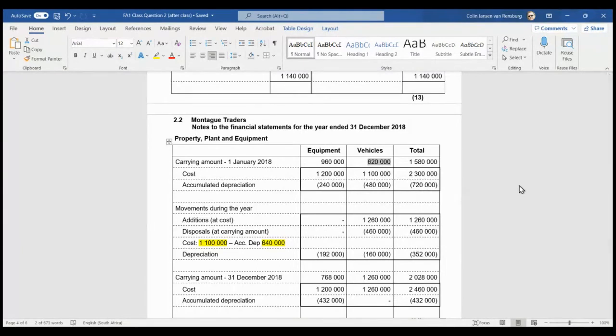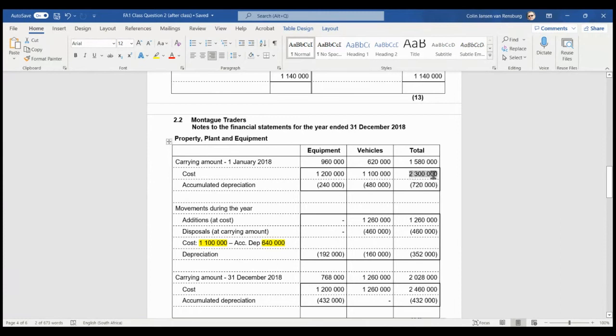The total column, ladies and gentlemen, is simply by adding up across, right? So your 1.2 million plus your 1.1 million, if you add them up across, that will give you 2,300,000, right? The same with your accumulated depreciation. You add them up across, so it's a minus 240 and another minus 480,000. That gives us a total minus 720,000, right?